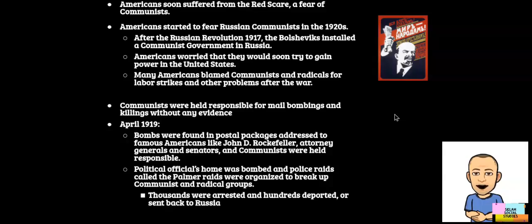Well, Russia. Near the beginning of World War I in 1917, the Bolsheviks overthrew the Russian monarchy and took over the government, putting in place their favored form of government, communism.